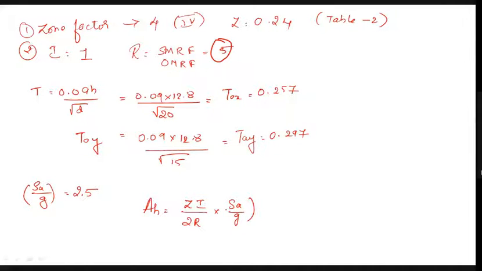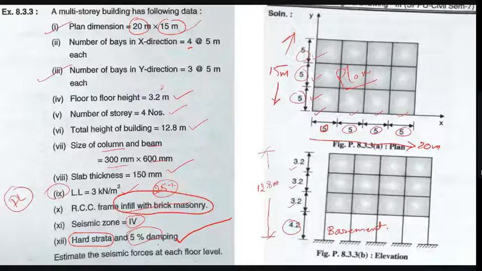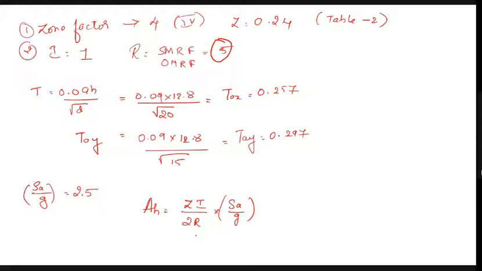Correct? Now we will see in the question whether he has mentioned any damping. He has mentioned that it is 5% damping. First we will substitute the values. What is the Z value? It is 0.24. Multiply by the importance factor, which is 1, divided by 2 times the response reduction, which is 5, multiplied by Sa by g, which is 2.5.